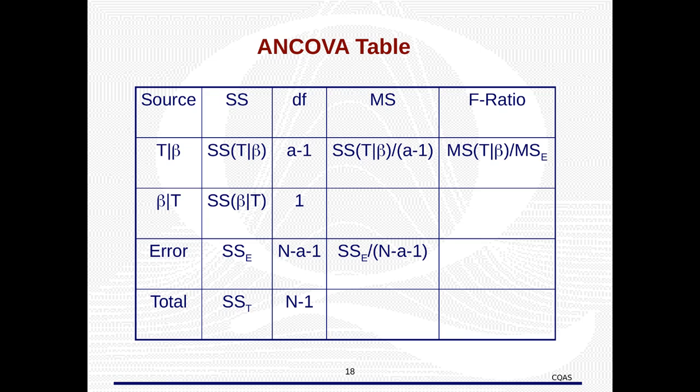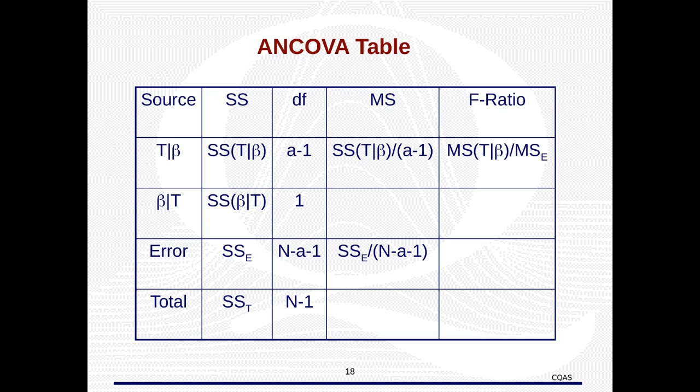First, we have the treatment effect adjusted for the covariate, denoted as treatment given the covariate. This captures the variation in our response variable attributable to the treatment groups after accounting for the covariate's influence. Second, we have the covariate effect adjusted for treatment, which quantifies how much variation the covariate explains beyond what the treatment explains. Third, the error term represents unexplained variation.